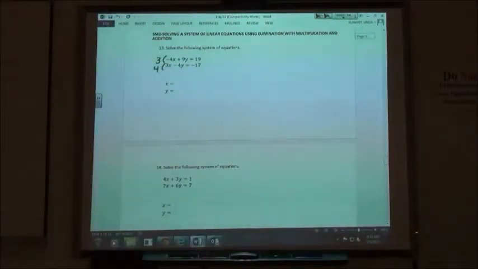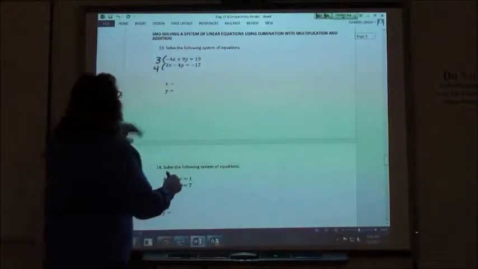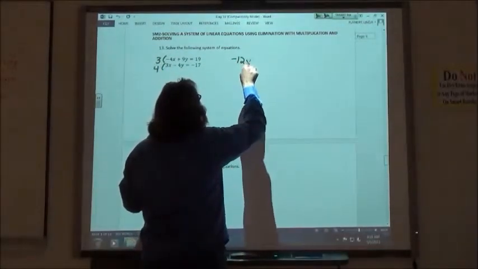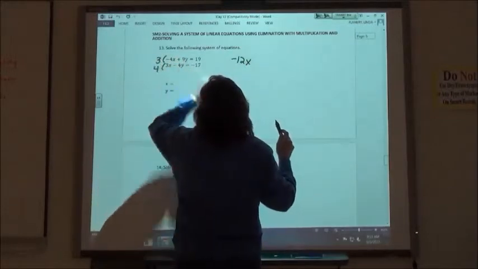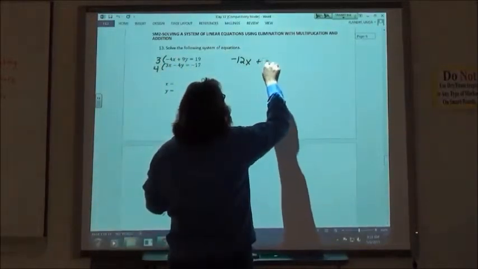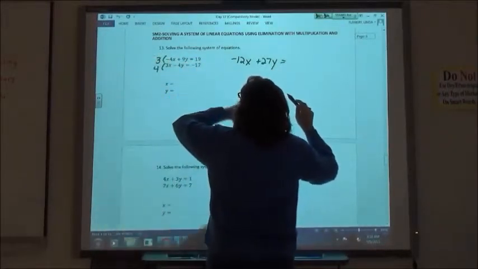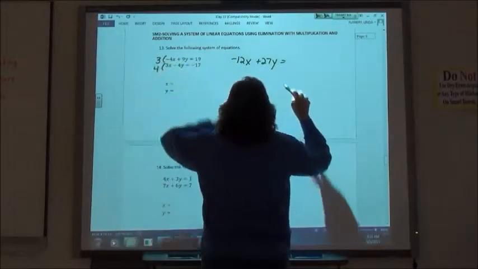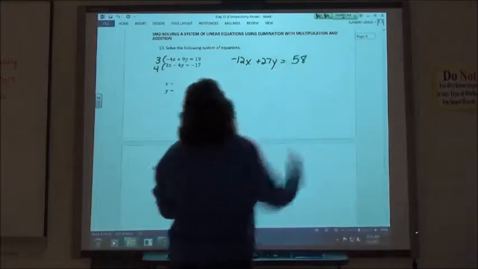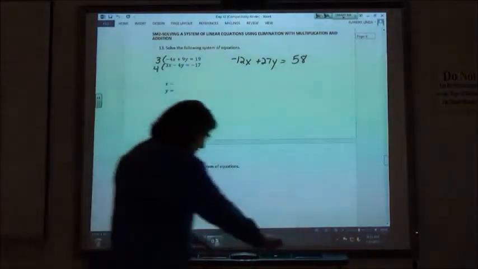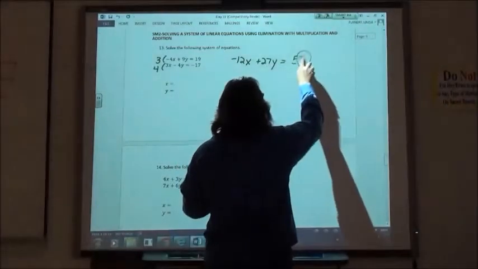So I'm going to take everything in that top equation times 3. 3 times negative 4x is negative 12x. 3 times a positive 9y is a positive 27y. 3 times 19, 58, if I did that right? Yep, 57. See, good thing you checked me. 57.